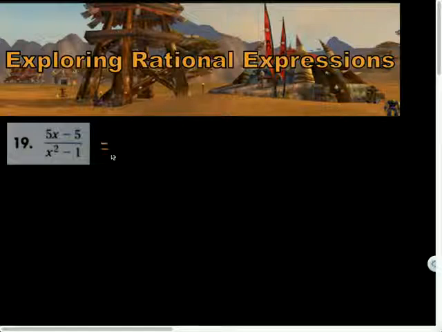The thing I'd like to point out about this problem is that I would try to factor everything before canceling anything out. This would be super illegal. You cannot start canceling until you have factored. Even so, you can only cancel out an entire factor with another entire factor. So in 5x minus 5, I could steal a 5 out of both terms. That's 5 times x minus 1.